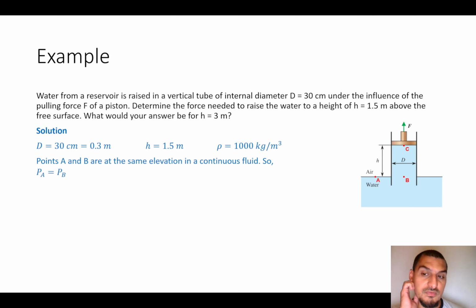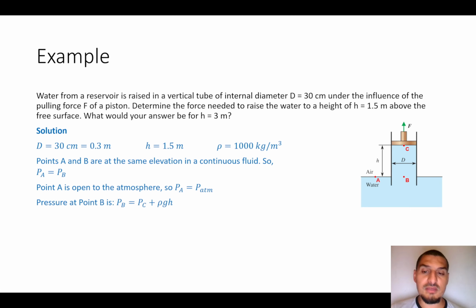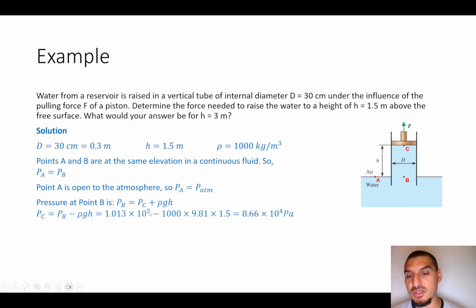So first we know that PA equals PB, which means that PB is the atmospheric pressure, and we have a relation between PB and PC: PB is PC plus rho gh. So we can rearrange the equation. We know PB because it's atmospheric pressure, so we can calculate PC in terms of PB. We will just rearrange the equation: PC is PB minus rho gh.